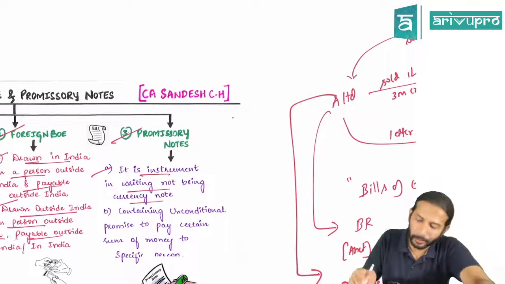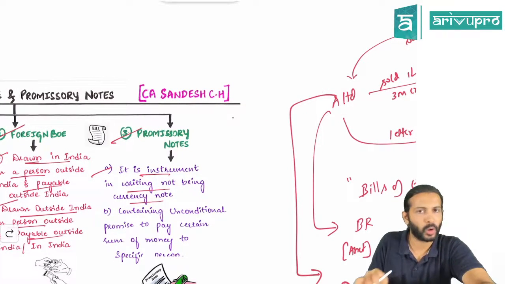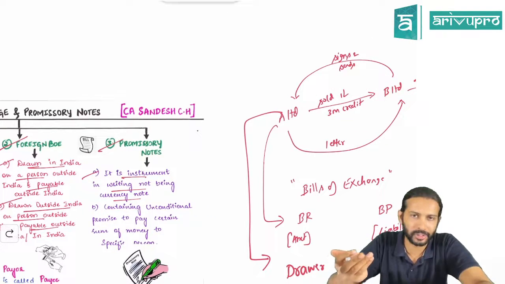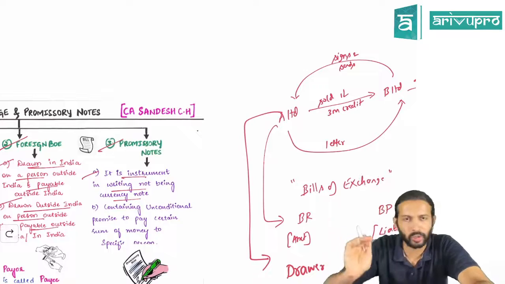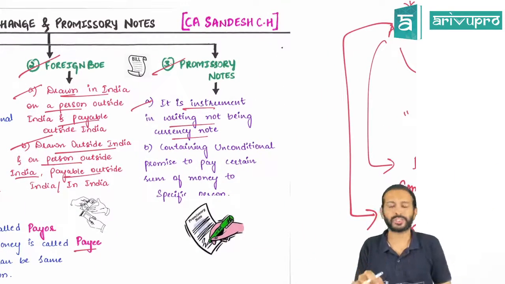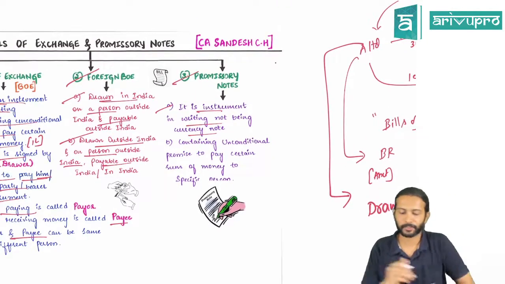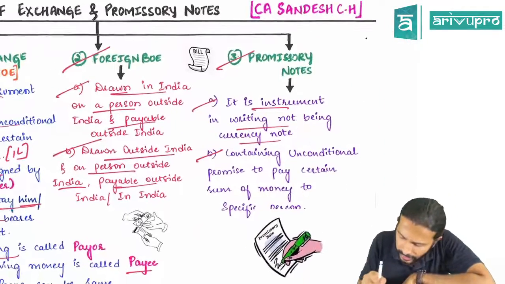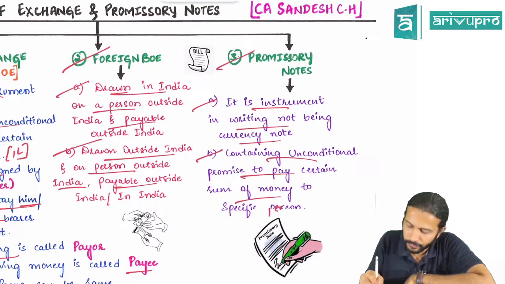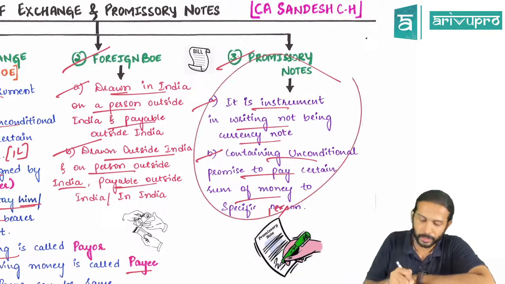Basically, the seller will make the bill of exchange. A promissory note is made by the purchaser, because who has to make the promise? The person paying the money, correct? So that is the primary difference between bill of exchange and promissory note. Once more, or got it? It contains an unconditional promise to pay a certain sum of money to a specific person. That's all. Is this distinction between both of them clear?